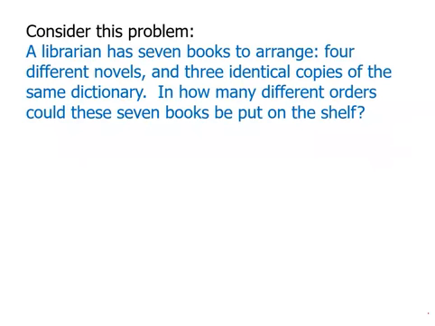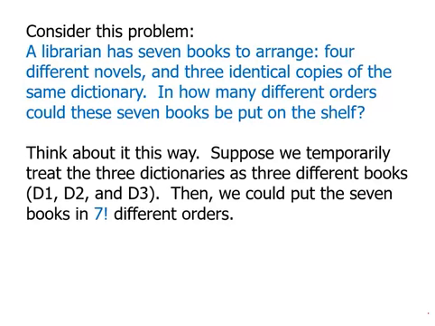Consider this problem. We're going to talk through this problem. A librarian has 7 books to arrange, 4 different novels, and 3 identical copies of the same dictionary. How many different orders could these 7 books be put on the shelf? All right, well, let's think about how we're going to approach this. Suppose we temporarily treat the 3 dictionaries as if they were 3 different books. We'll call them D1, D2, and D3. Then we could put all 7 books in 7 factorial different orders. All right, that much is clear.